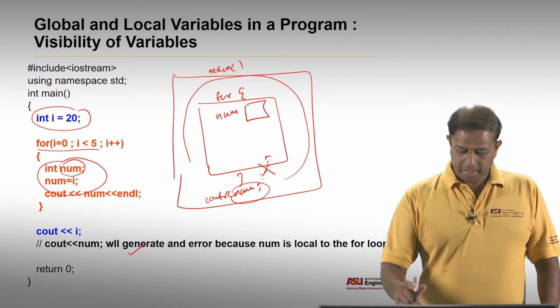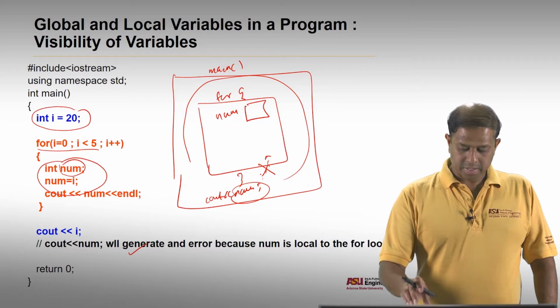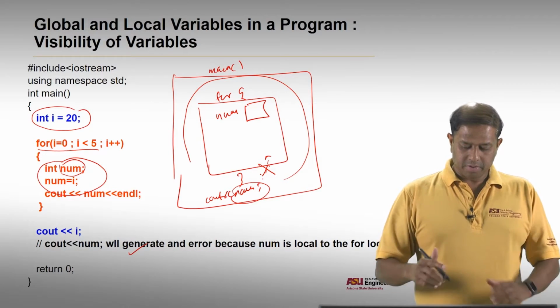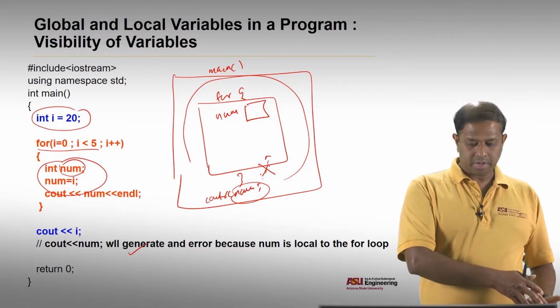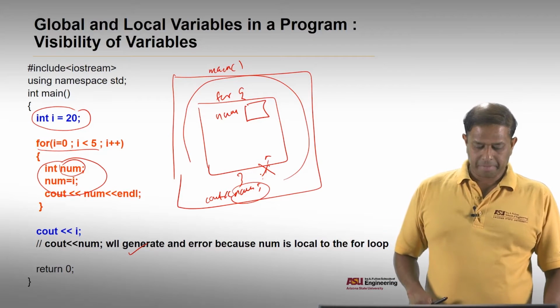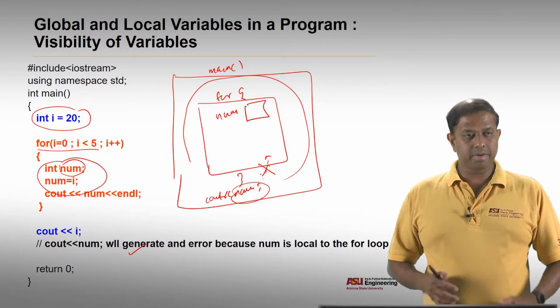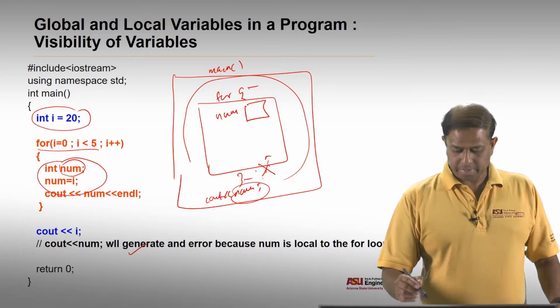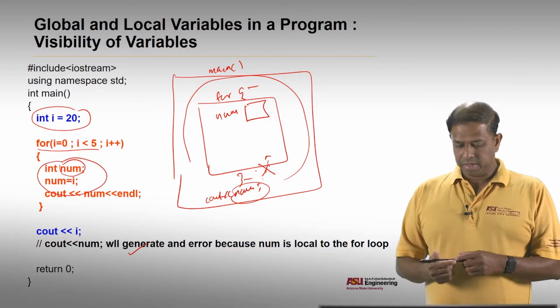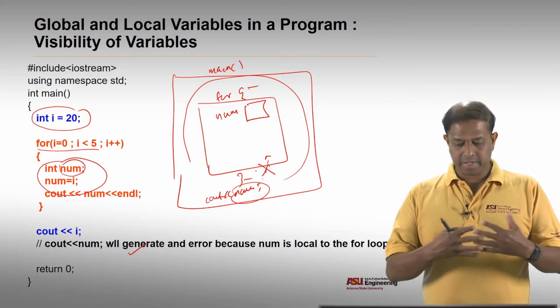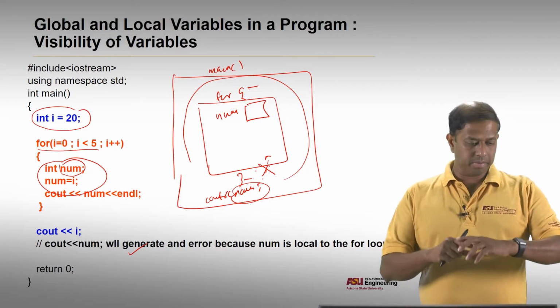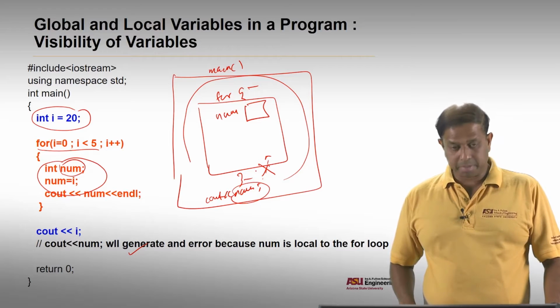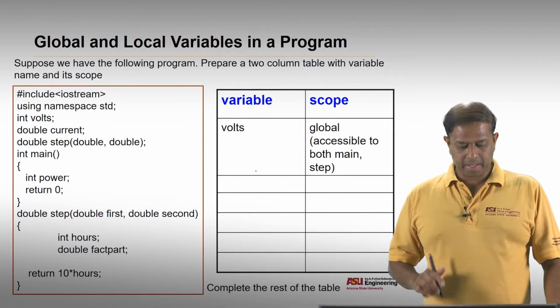So we cannot go from the outer circle to the inner circle. We can always go from the inner circle to the outer circle in general, right? So that's another example of scope of variables. And this for loop is essentially representing a block of code. So the variables that we define inside that block will be visible only inside that particular for loop block. Okay, all right.